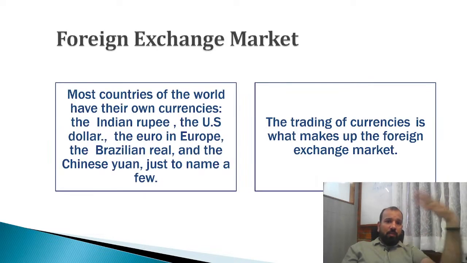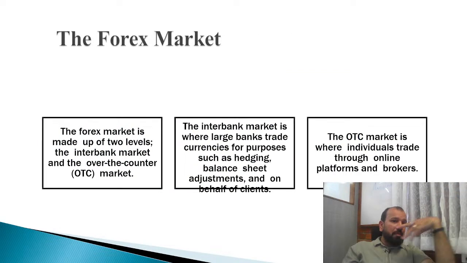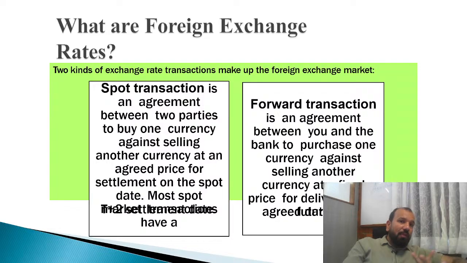Then the foreign exchange market, we already discussed. The forex market is made up of two levels: the interbank and the over-the-counter market. It runs over the counter, meaning if I'm sitting in Bangalore and you are sitting in Dubai, the seller is sitting in Dubai and I am sitting in Bangalore, so I can buy whatever currency you are selling. Sometimes it is the interbank market also.